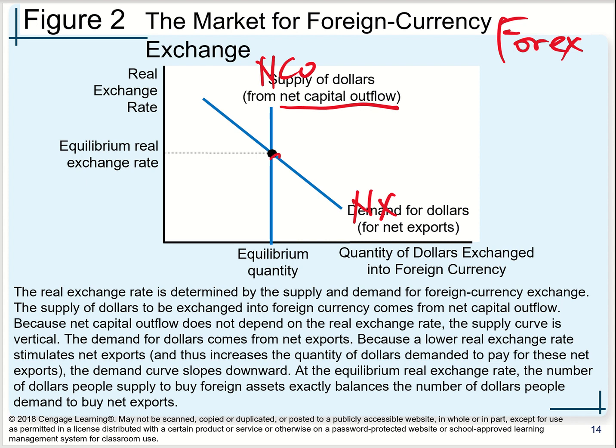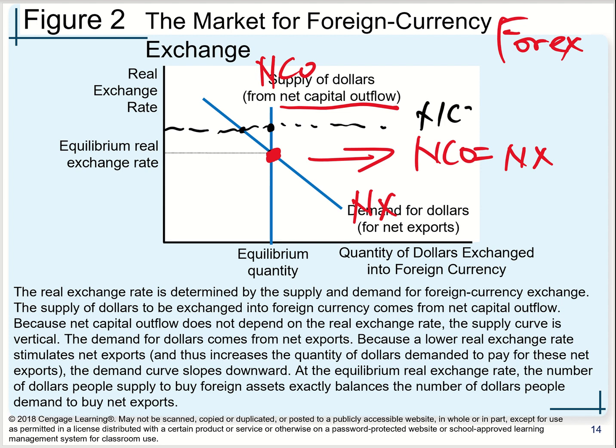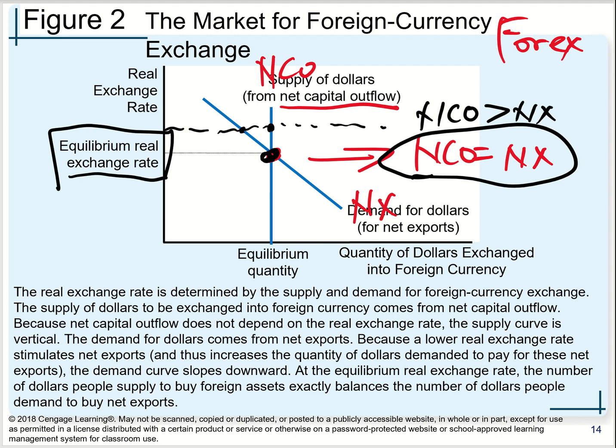Okay. And when they meet, only at this intersection, you're going to have your NCO equal to your net export. Now anywhere else, let's suppose we're somewhere over here, then your NCO will be more than net export. So this equation here is only true at equilibrium, and at equilibrium, this will decide how much our real exchange rate is. So how much is the value of the US dollar, the currency rate.